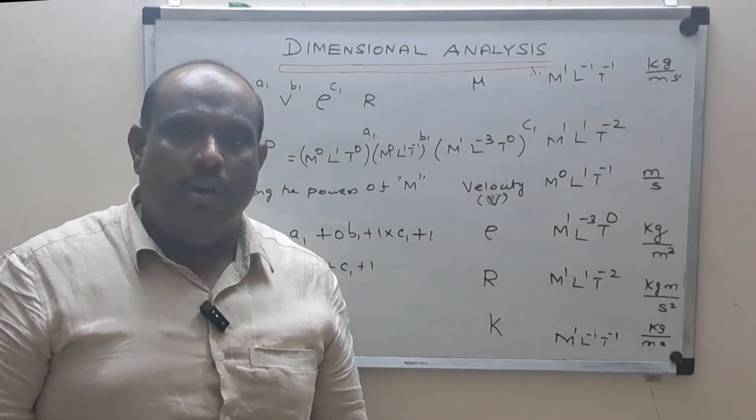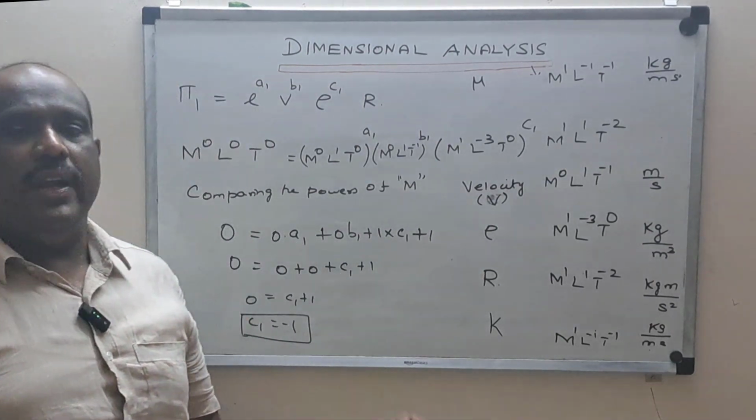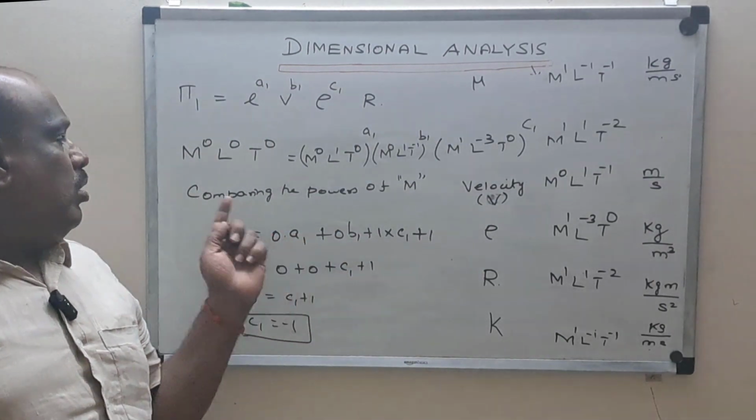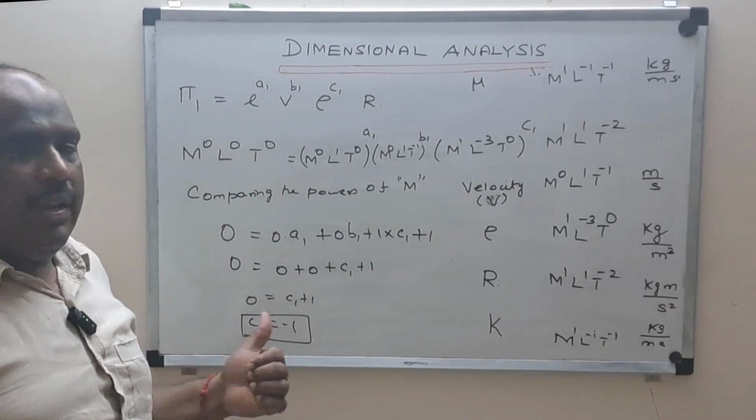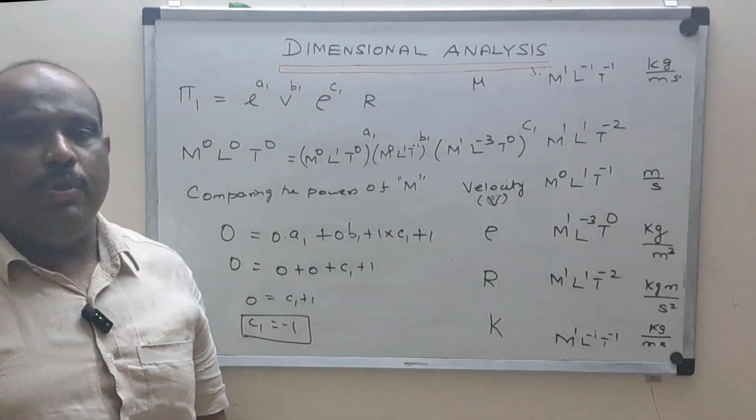Any doubts so far how to find the value of the coefficients? Just write the dimensions, then compare the coefficients of the powers. When I am comparing it with the M, I got the value of C1 as minus 1. I hope you got it.